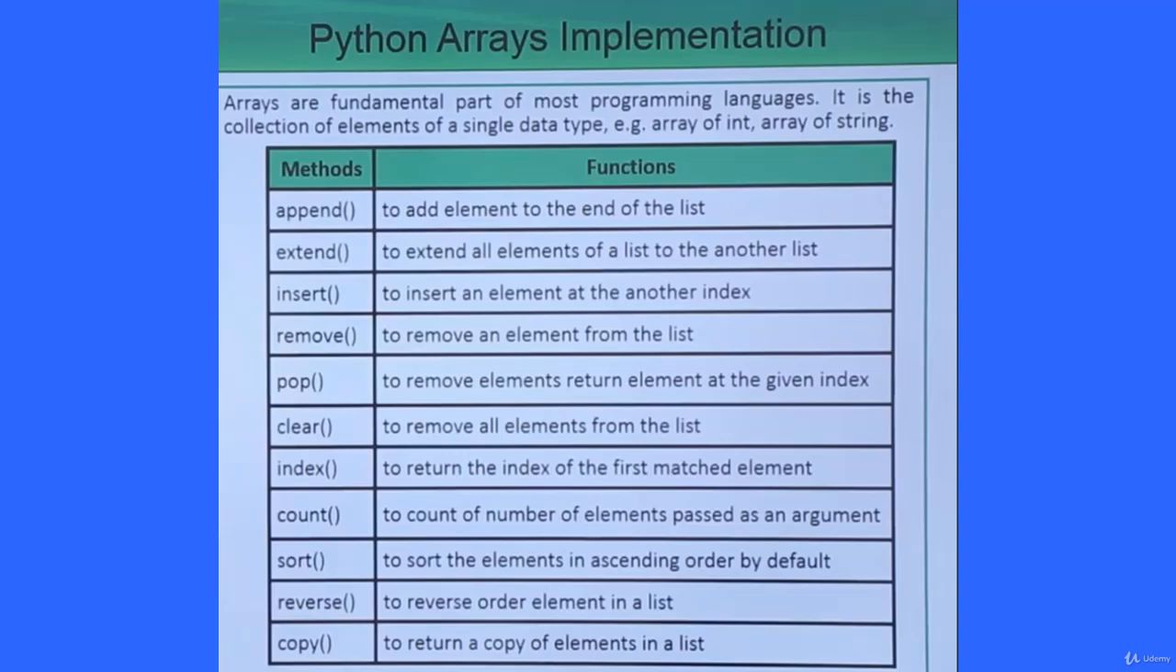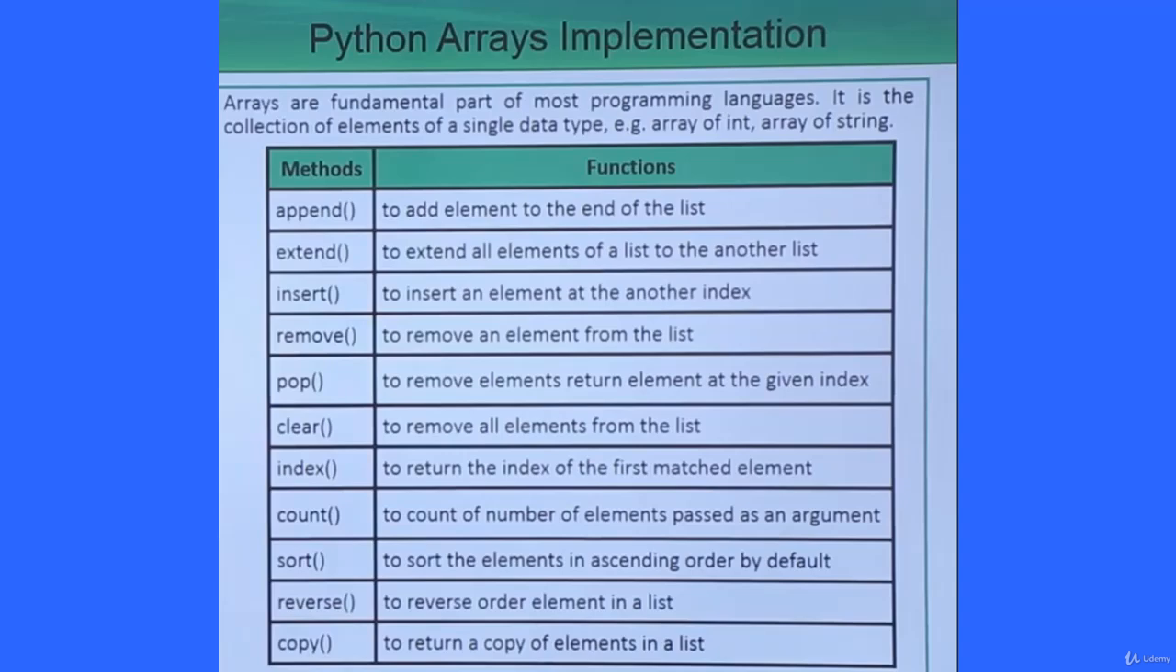So in the case of pop, it removes an element and returns the element which has been removed from the given index. We also have clear, to remove all elements from the list, so the list, the array, will become empty. Next is index, to return the index of the first matched element, which is useful for searching. Then count, to count the number of occurrences of the element passed as an argument.